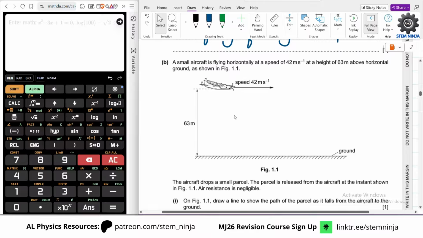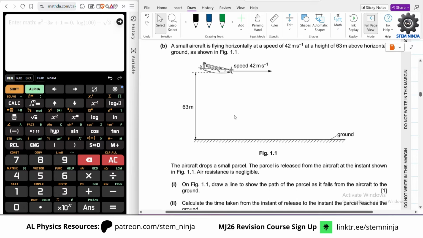Okay. A small aircraft is flying horizontally at a speed of 42 meters per second at a height 63 meters above horizontal ground as shown in figure 1.1. The aircraft drops a small parcel. Parcel is released from the aircraft at the instant shown in figure 1.1. Air resistance is negligible. On figure 1.1, draw a line to show the path of the parcel as it falls from the aircraft to the ground.